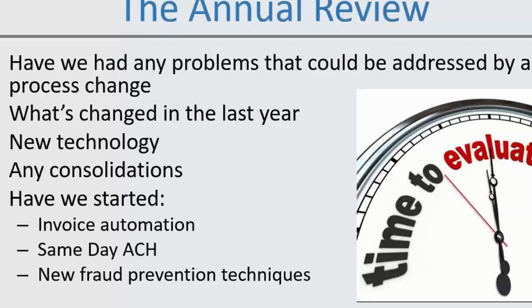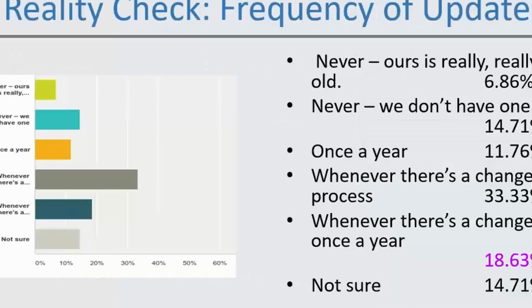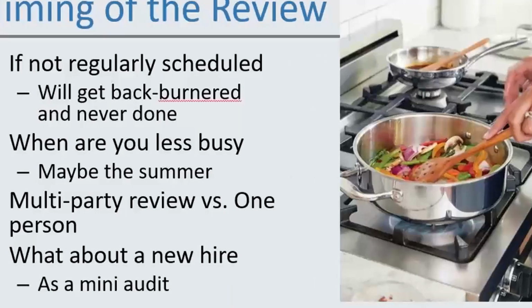You'll make your list and then you go through and make sure the policy and procedures manual was updated to address those issues. Okay, reality check. When do people check, or do they? And you can see the best practice here is whenever there's a change, plus once a year, done by less than 20% of the survey participants. So when do you do this review?